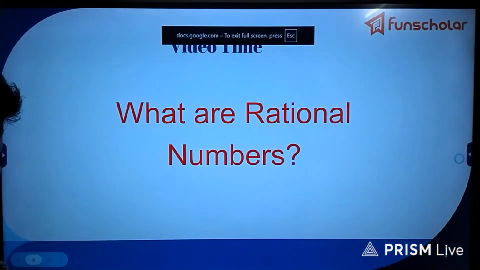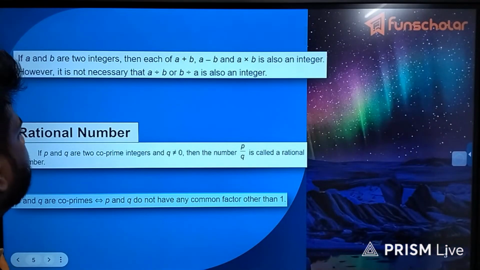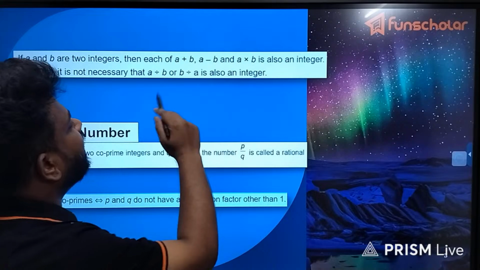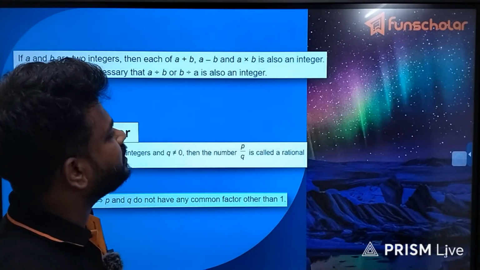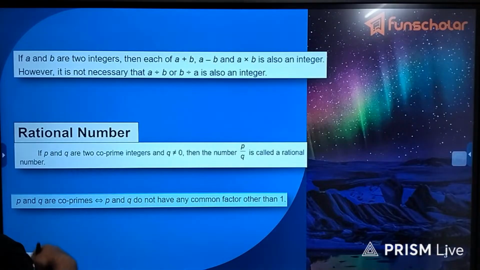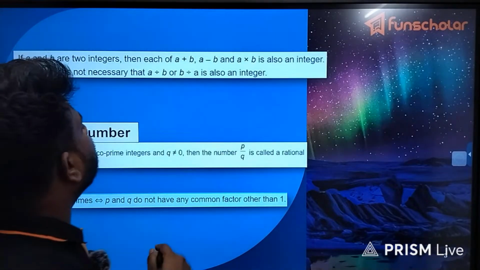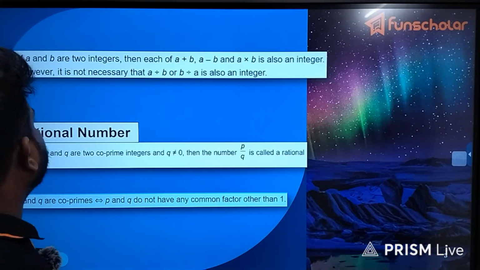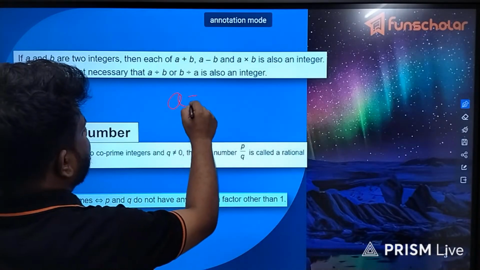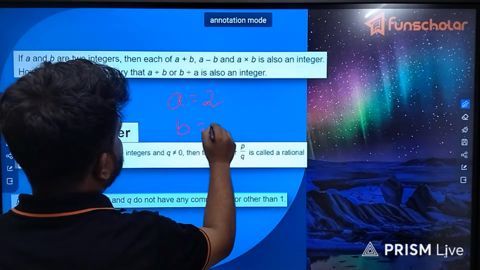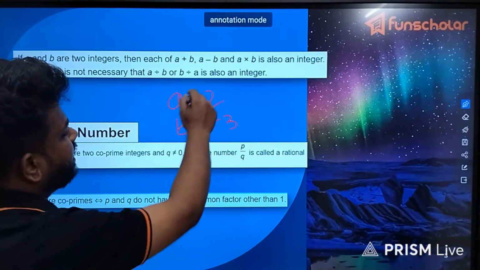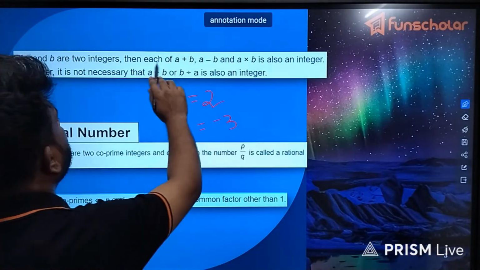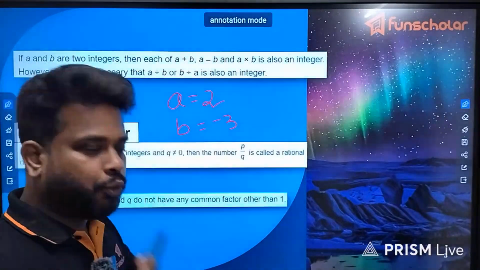So what are rational numbers? We have already learned: if a and b are two integers, then each of a plus b, a minus b and a into b is also an integer. However, it is not necessary that a by b or b by a is also an integer. If you want to verify this, just take a as 2 and b as minus 3. So a is an integer, 2, and minus 3 is a negative integer, and they have talked about any two integers, be it positive or negative.